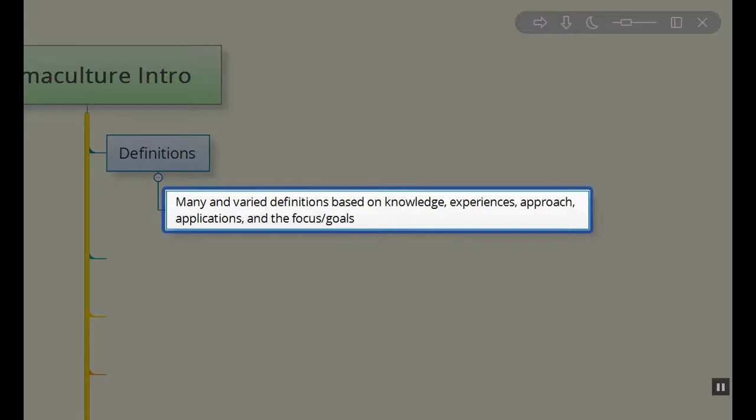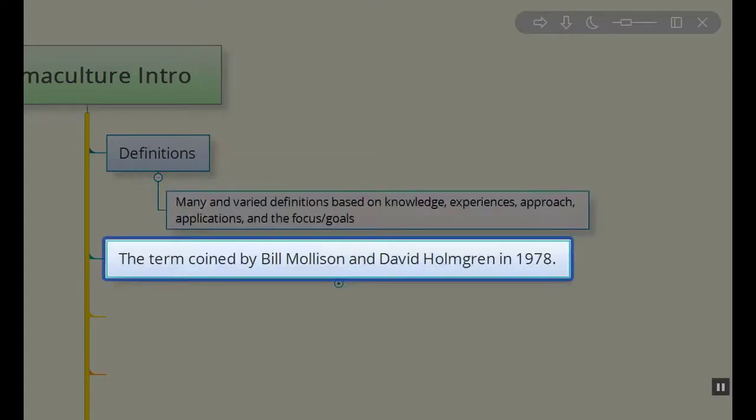One common definition is permanent agriculture or permanent culture. Overly simplistic, but it at least gives you a little bit of an idea, and I'd say go ahead and Google permaculture and see how other folks are describing it.